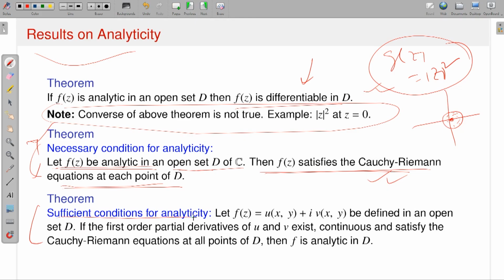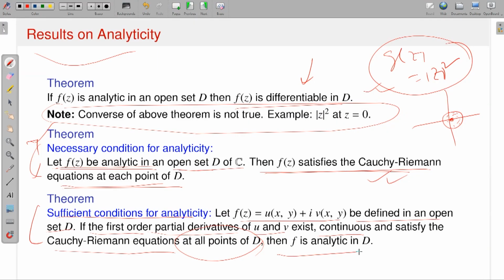So, the sufficient condition for analyticity: suppose f is of the form u plus iv, defined in an open set D. If the first order partial derivatives of u and v exist, they are continuous and satisfy the Cauchy-Riemann equations, but this is very important, at all points. Okay, and if this is the case, then by the sufficient condition for differentiability, my function is differentiable at each point of D, and then by the definition, my function is actually analytic on D. Okay, so earlier I had necessary and sufficient conditions for differentiability. Now I already have necessary and sufficient conditions for analyticity.